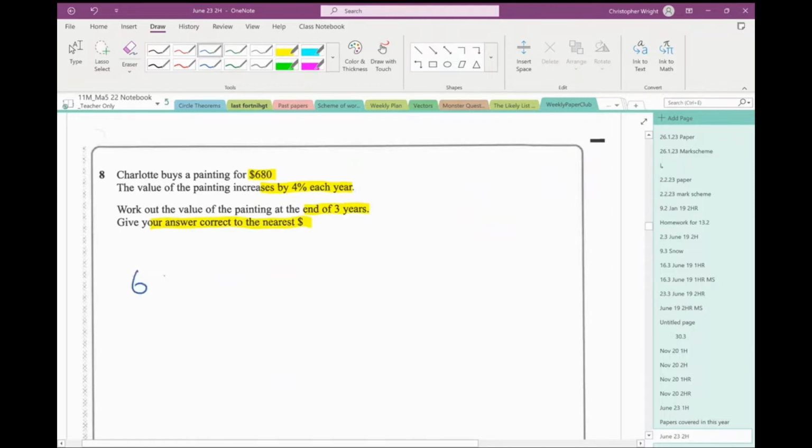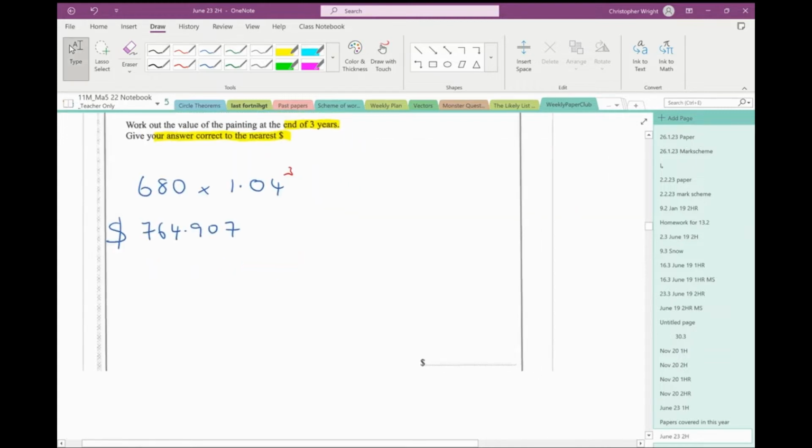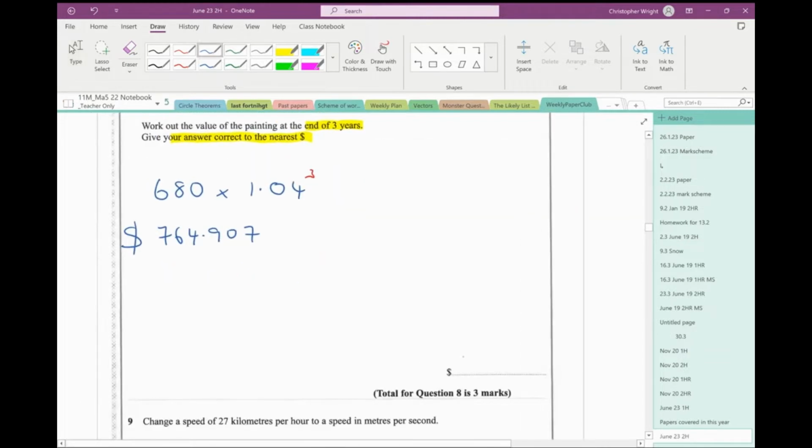So we start with 680. It increases by 4%, so we're going to multiply by 1.04. And it increases by 4% for 3 years, so it's compound interest. So I'm going to write 680 times 1.04 to the power of 3, which gives me an answer on my calculator of 764.907. Now that's in dollars, but it asks for the answer to the nearest dollar. So the answer I'm going to give is 765.